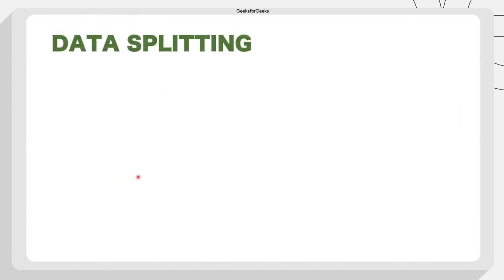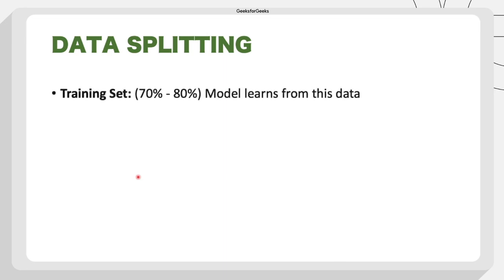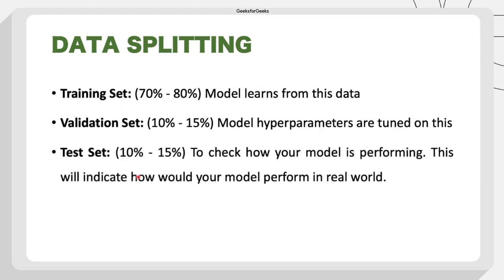Then comes data splitting. In data splitting, once we have our data, we have processed our data, we have done the data wrangling, data processing, after that, we perform the data splitting part, where we split our data into training, validation, and test data. So we are given a data. At the time when the model is learning, I will give training data to my model, which will be 70 to 80% of the data I have.